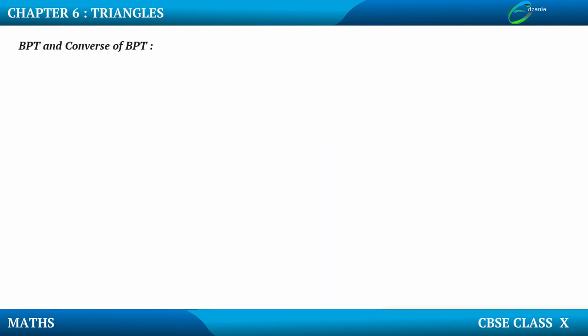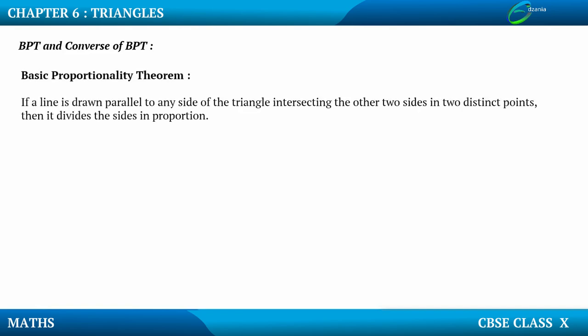Now let us move on to a very important topic, that is the basic proportionality theorem, called BPT, and its converse. First of all, let us concentrate only on BPT. So here is the statement. If a line is drawn parallel to any side of a triangle, intersecting the other two sides in two distinct points, then it divides the sides in proportion.